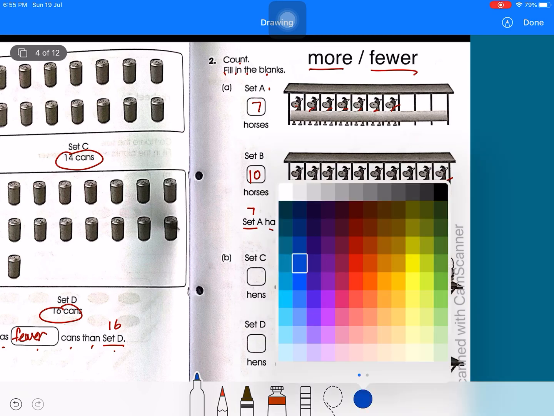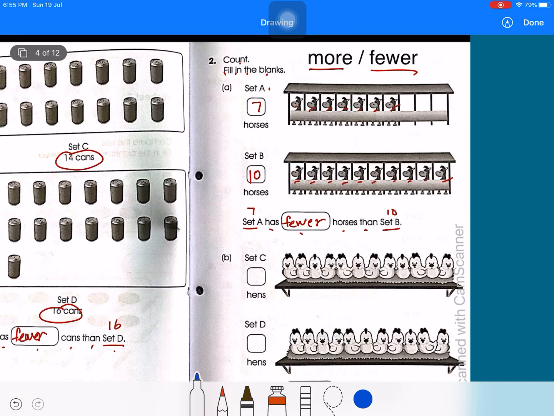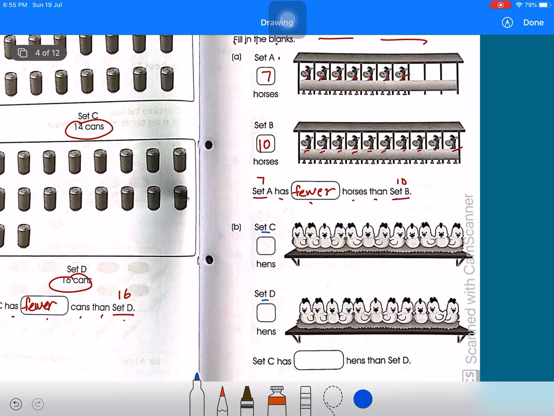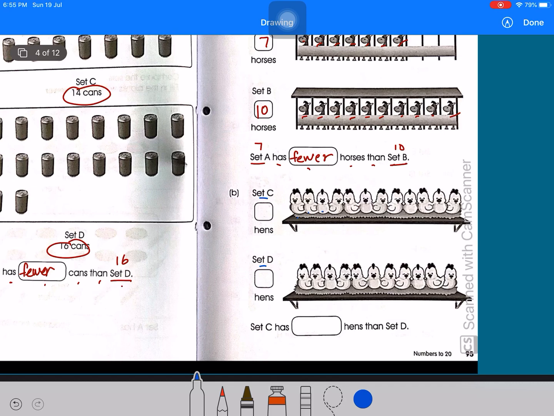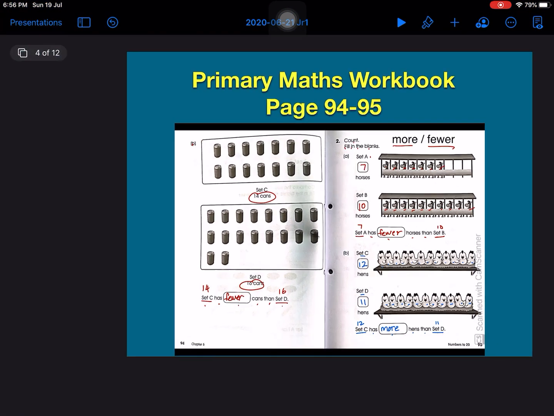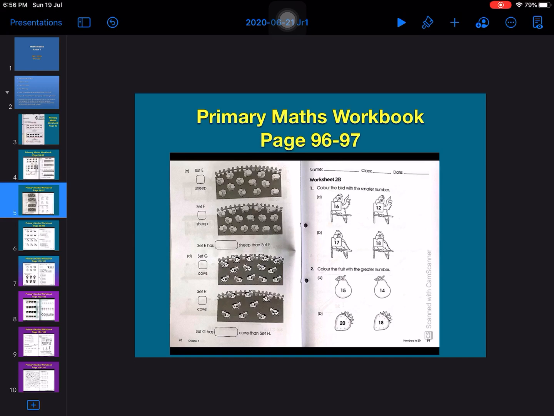The next one is a similar exercise. Exercise B, now I have set C and set D. Set C has how many hands? Let's count: 1, 2, 3, 4, 5, 6, 7, 8, 9, 10, 11, 12. Set C has 12 hands. Set D: 1, 2, 3, 4, 5, 6, 7, 8, 9, 10, 11. It has 11 hands. Set C has what hands than set D? We are comparing set C to set D. Set C has 12 hands and set D has 11 hands. That means set C has more. Set C has more hands than set D. Okay, we move to the next page, which is page 96 now.